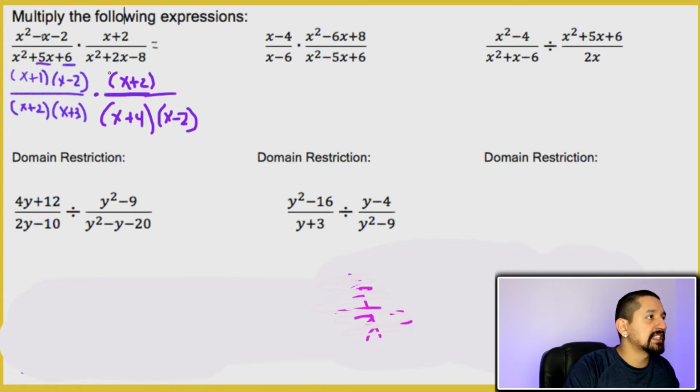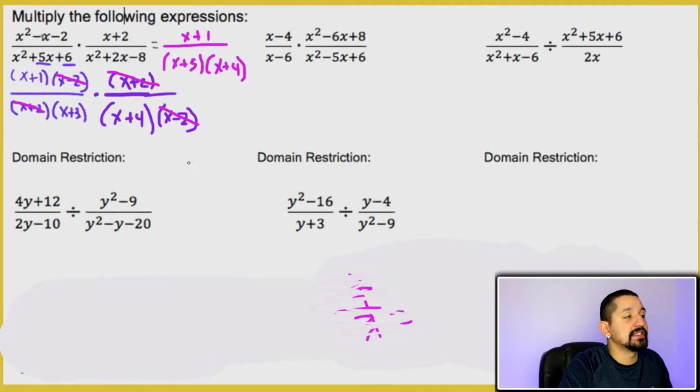Well, I see x plus 2, x plus 2, these are going to cancel. I see x minus 2, x minus 2, these are going to cancel. And then what we finally get left with on the numerator is all we have is x plus 1. I'm not going to put parentheses around it because it's the only one there. And on the bottom, we have (x plus 3)(x plus 4). So that is my simplified expression.